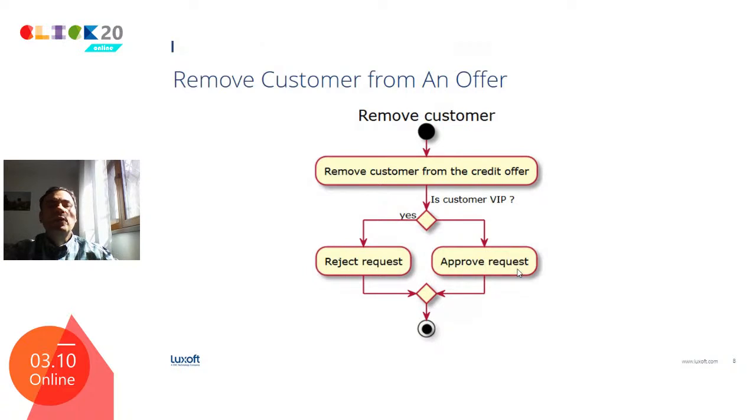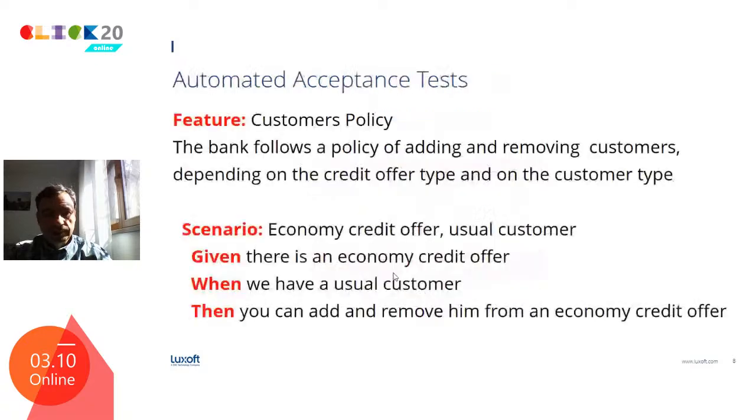And we also have the policy of removing a customer from the credit offer. We ask ourselves, is the customer VIP? Yes. If the customer is a VIP, we are going to reject the request, because the policy says once you added a VIP customer, you cannot remove him or her from the credit offer. If the customer is not VIP, we are going to approve the request.